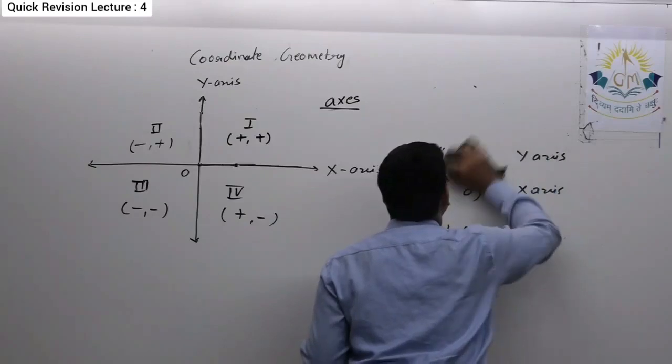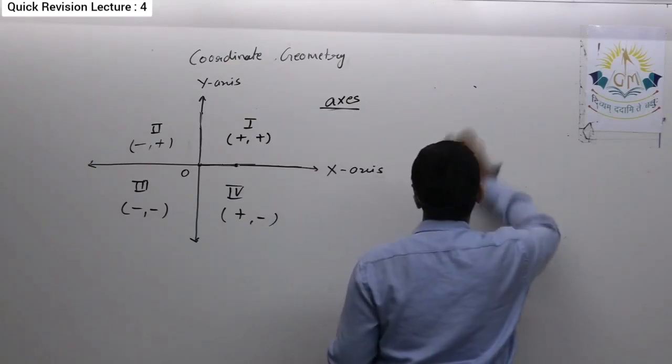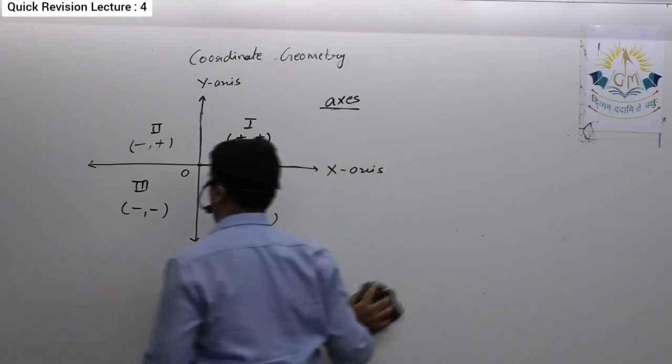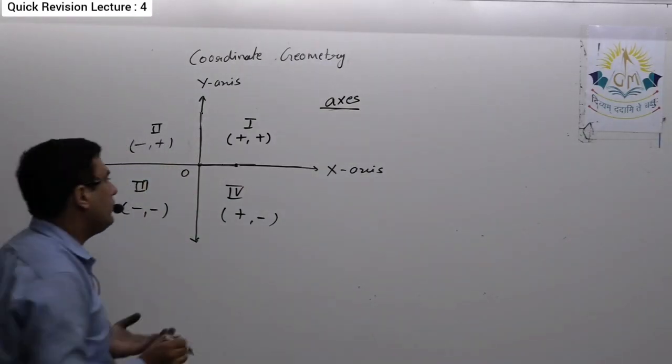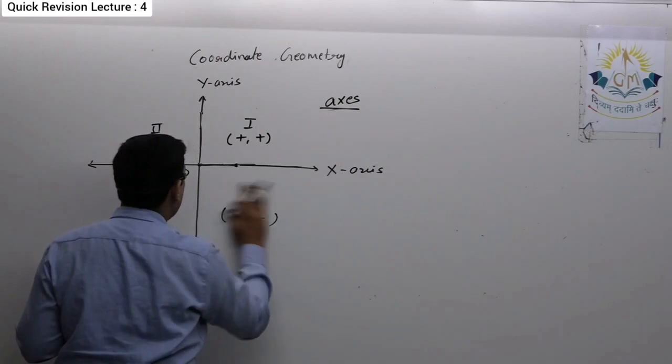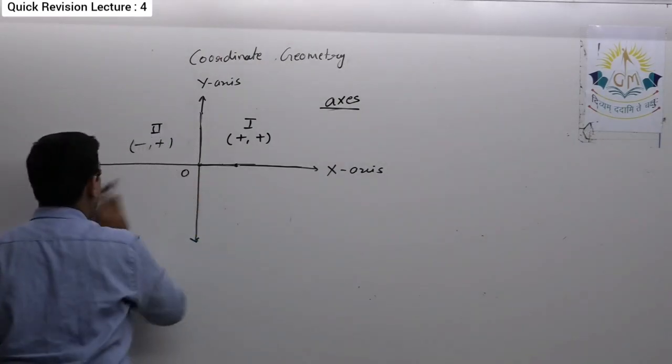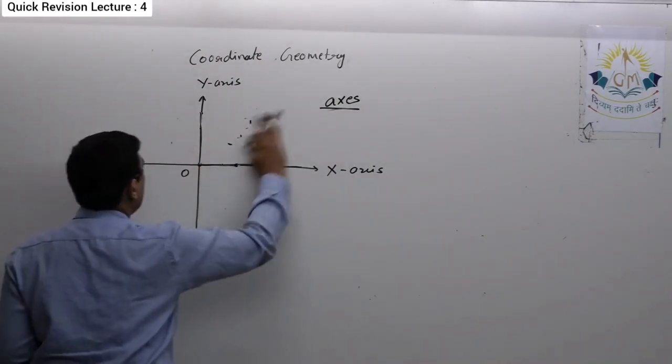Now sometimes they do ask to find the image of a point under the x axis or under the y axis. What do you mean by the image of any point under the x axis and under the y axis? Let us see one example.